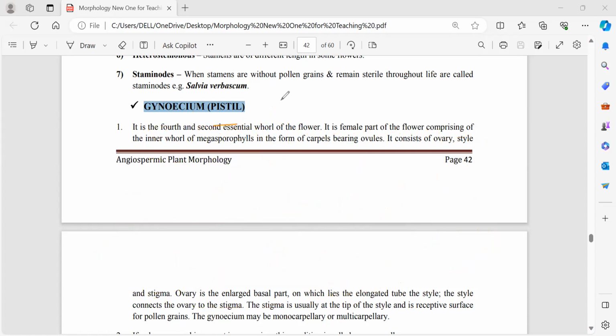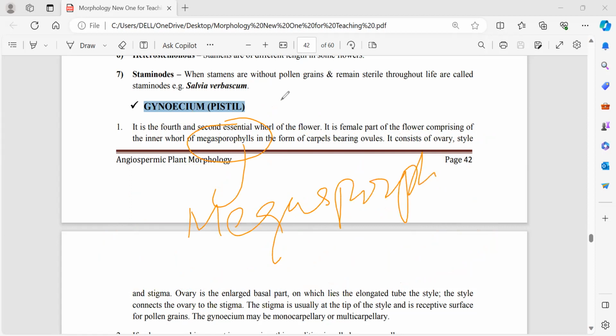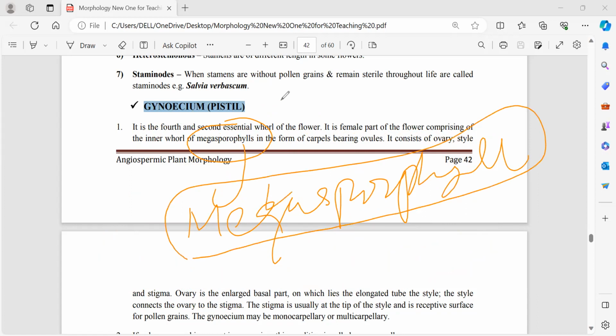gynoecium. What is actually the carpel? It is the megasporophyll of the pteridophytes. Pteridophytes में some leaves bear megaspores, and those leaves are called megasporophylls. And there in the pteridophytes we have microsporophylls. Microsporophylls in the angiosperms are called stamens. They have become specialized as stamens, and megasporophylls have become specialized as carpels. And these carpels are megasporophylls.